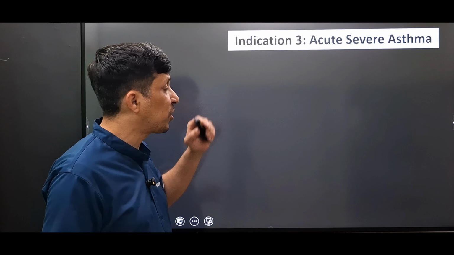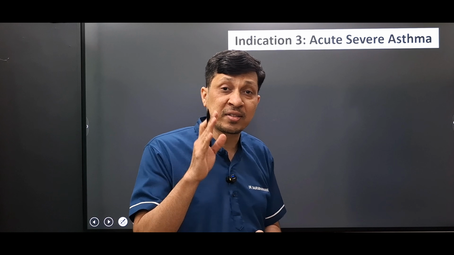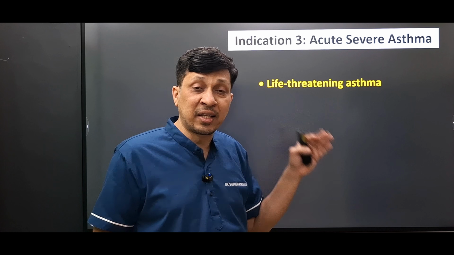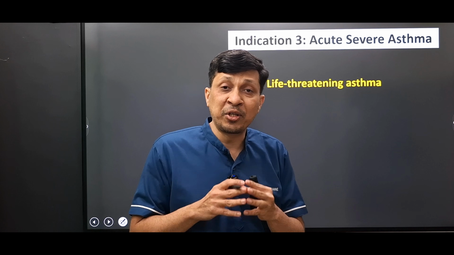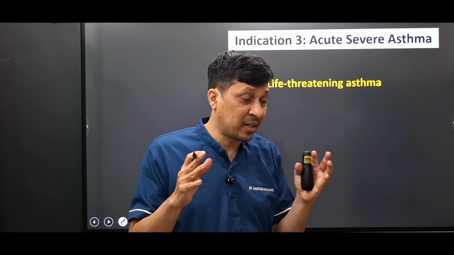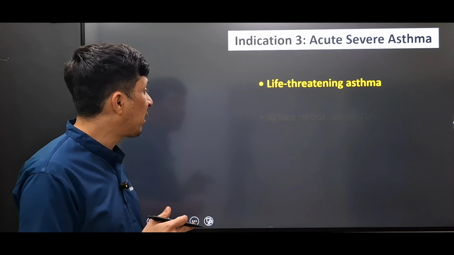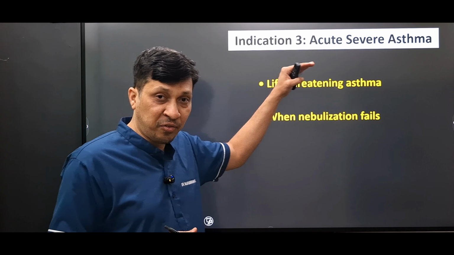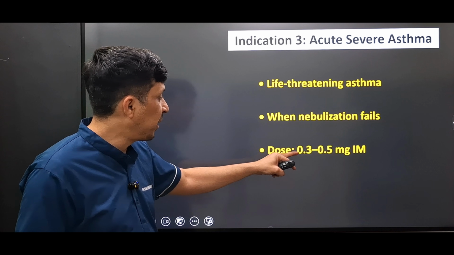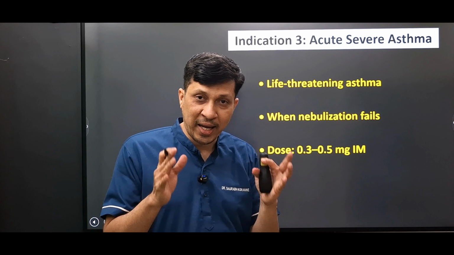Now the third use of adrenaline is in acute severe asthma. It is used mainly in life-threatening asthma. Here when you have used all the types of drugs, that is the beta-2 stimulants and other drugs, then you can go for adrenaline. So when nebulization fails, then you can use adrenaline. And the dose here is 0.3 to 0.5 milligram IM.